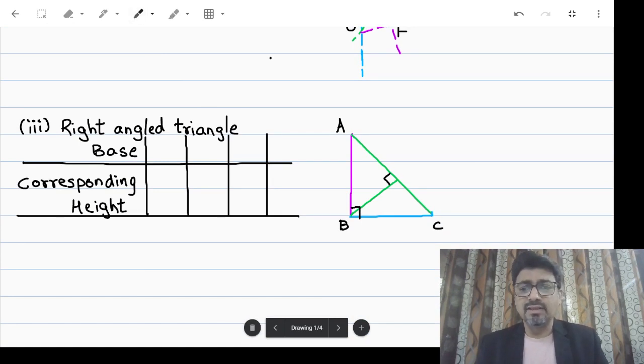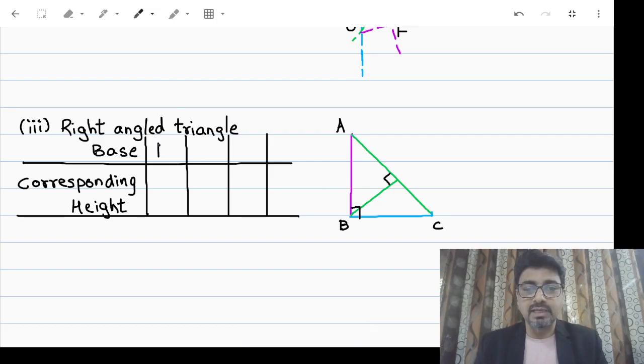Now consider here in the right angle triangle ABC, when we observe, if I consider the base BC, for the base BC opposite vertex A, if I draw the perpendicular, it's already the side of the triangle. So AB is already the side of the triangle. It is the height for the base BC. So when the base was BC, the height was one of the sides of the triangle, that is AB.